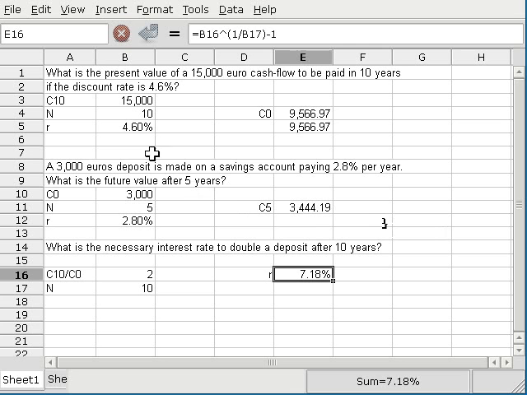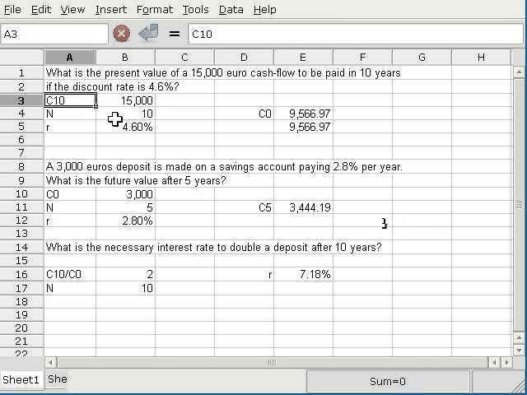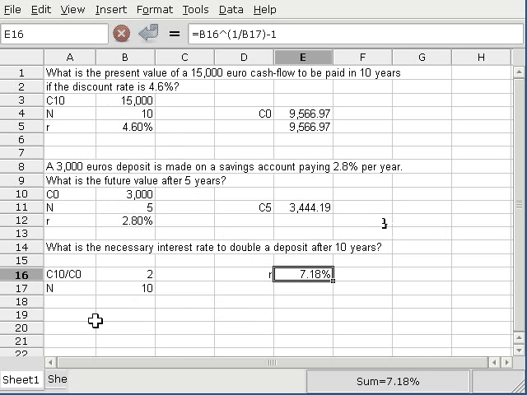Finally, in the first exercise, we had the future value. We are looking for the present value. In the second one, we had the present value and we are looking for the future value. And finally, in the third one, we had a relationship of the future value to the present value, and we were looking for the rate. I think that's enough for this first screencast.